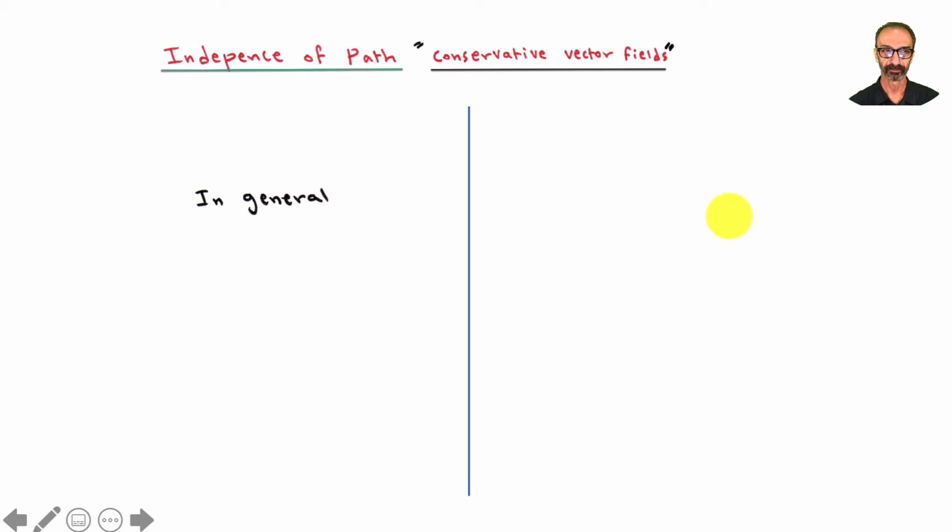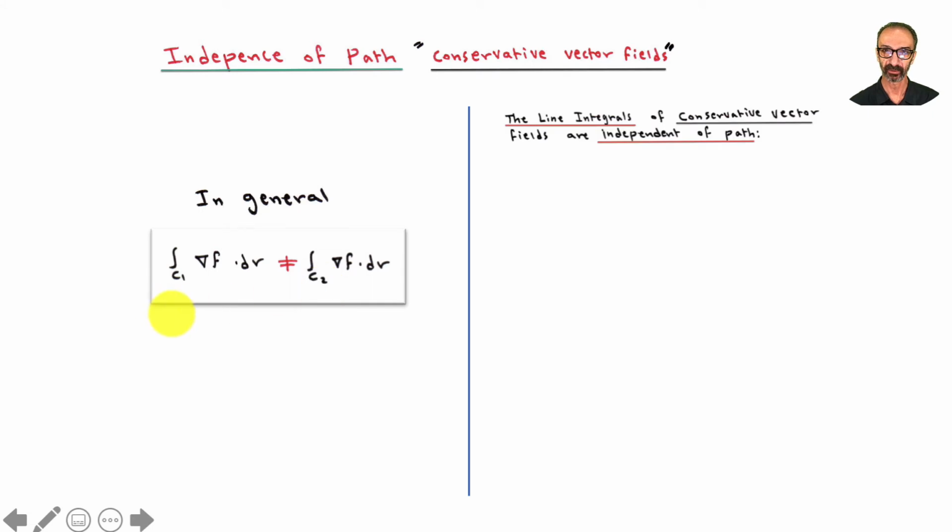In general, the line integral over C1 with the same endpoints should not be the same as the line integral over C2. We saw that in the previous video. The line integrals of conservative vector fields are independent of path.